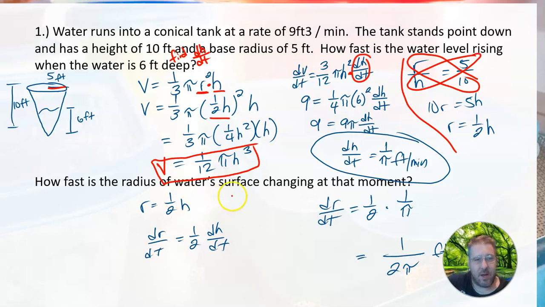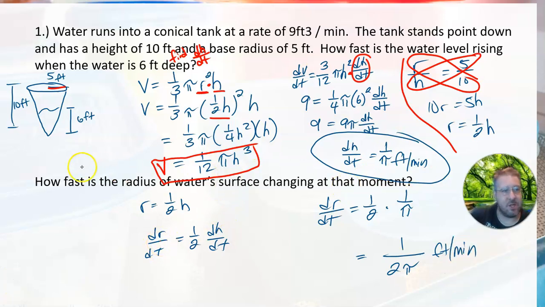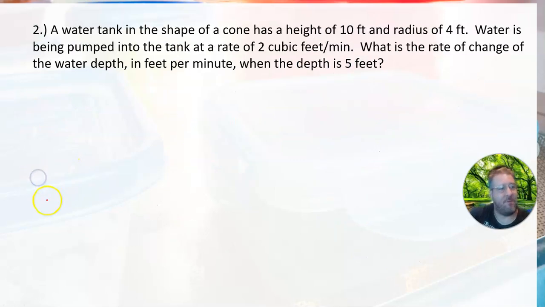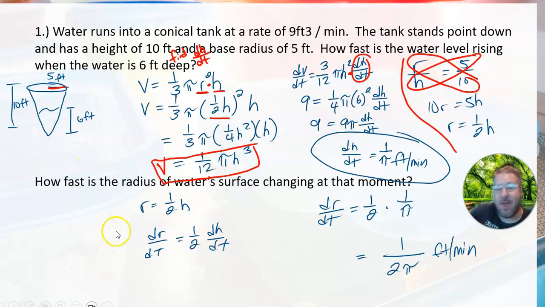All right, how fast is the radius of the water surface changing at that moment? Well, we already know radius is 1/2 the height. Okay, so essentially this question is asking us to find dr dt. Now, the easiest way to do this, and I guess you could just go back to the beginning and start all over and do the same process again, but that would be a lot of work for absolutely no reason. You can literally just use the relationship that we already came up with. So we already know that the radius is 1/2 the height.